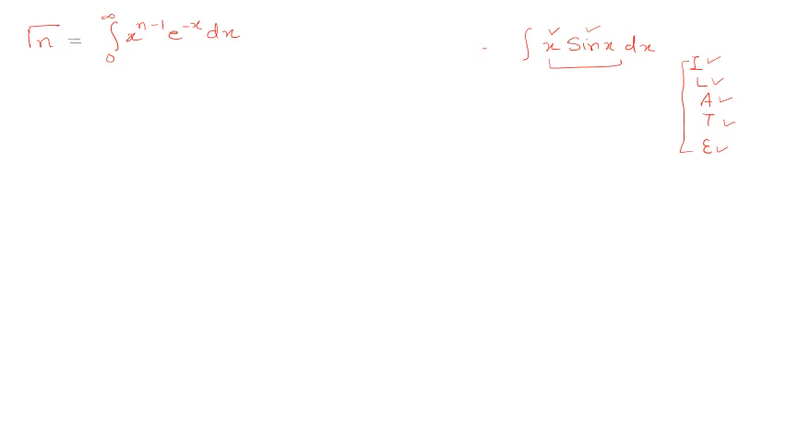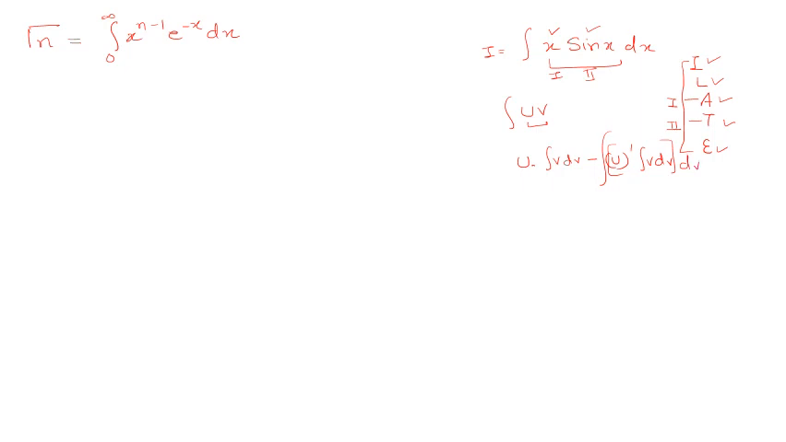Just like if you have to find the value of this question, the first function would be x, which is algebraic, and this is sine x, which is trigonometric. So according to the order, first function would be this and second would be this. Now the formula is, whenever you have to integrate a product of two functions, you take the first function as it is, integration of second, minus the integral of differentiation of first function times integration of second function.